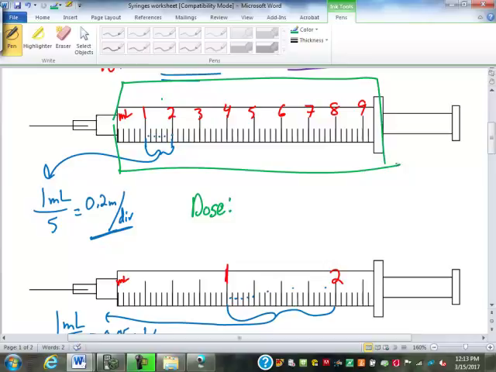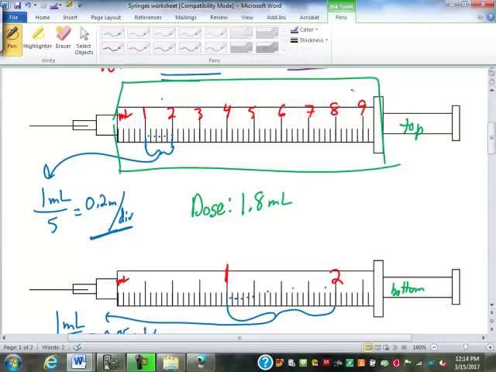If I had a dosage that was called for of 1.8 milliliters, there's a 1.8 mark on either one of these syringes. But which one would I want to use? The top one or the bottom one? Or doesn't it matter?